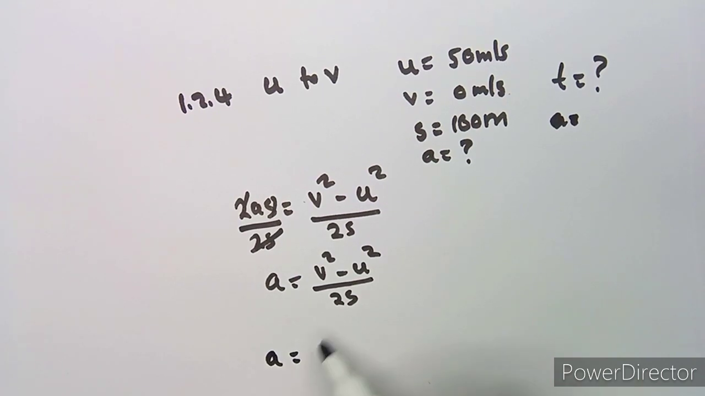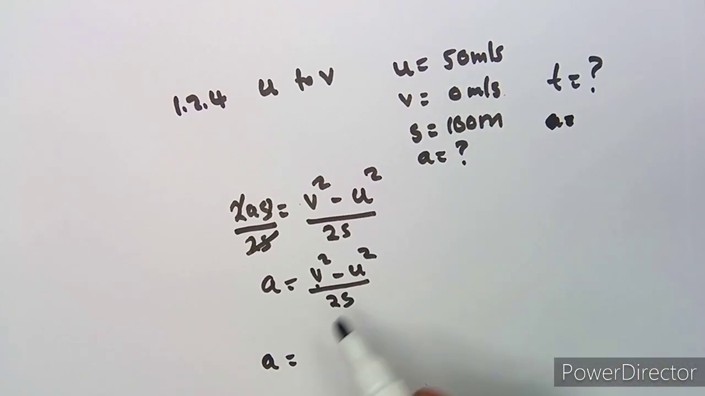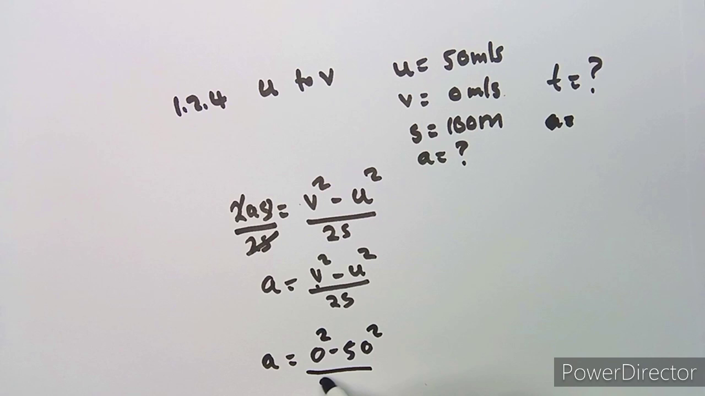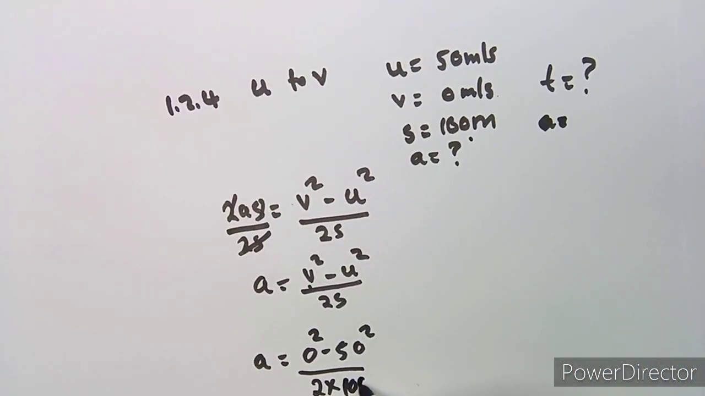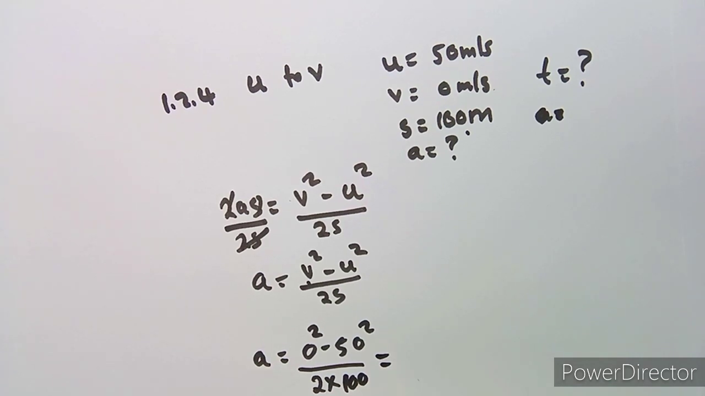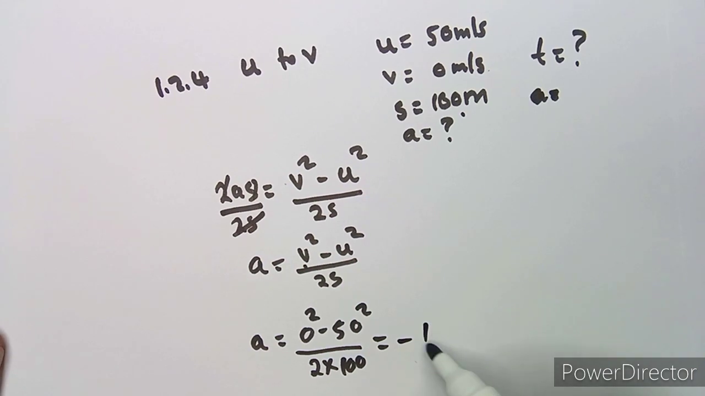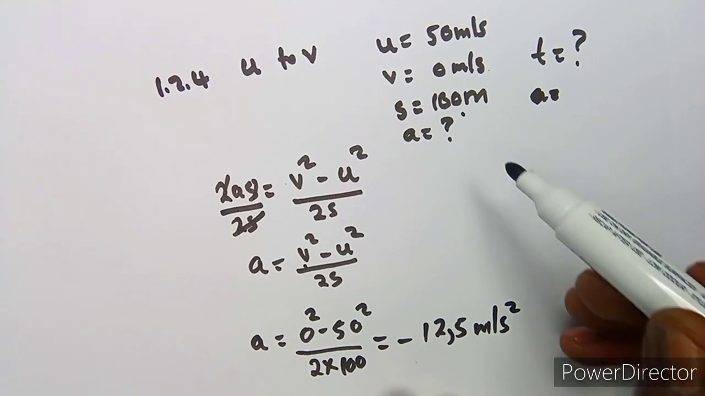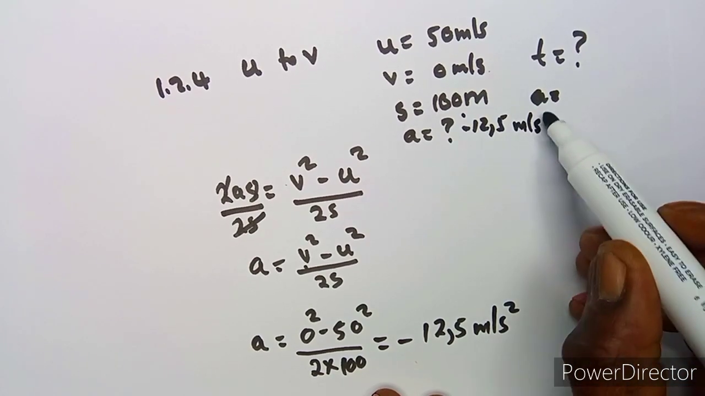So our a is going to be v, which is 0, minus 50 squared, over 2 times s, which is our displacement of 100. We have to apply our calculators properly there. We are going to obtain an acceleration of minus 12.5 meters per square second. So we have the acceleration now, which is minus 12.5 meters per square second.